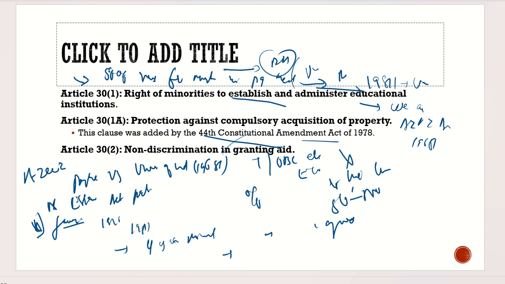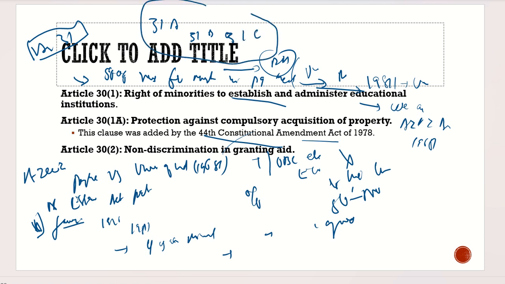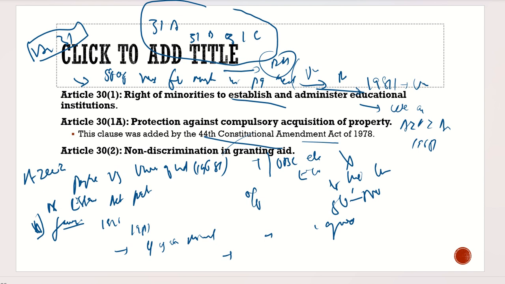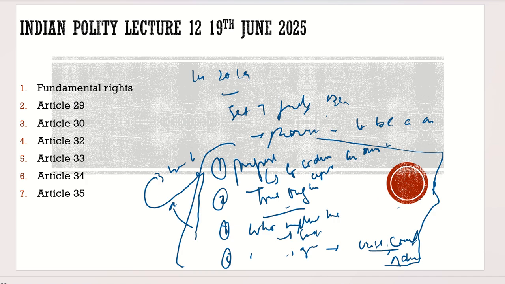So with this, I hope you have understood this article also. Now, ideally we should have been discussing Article 31, but we will discuss it when we start the DPSPs, because there is definitely a connection with the DPSPs. Articles 31A, 31B and 31C we will discuss there, when we compare the fundamental rights with the DPSPs. So let's move to Article 32.